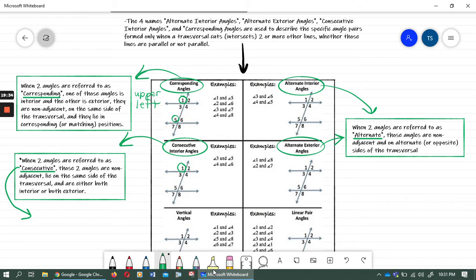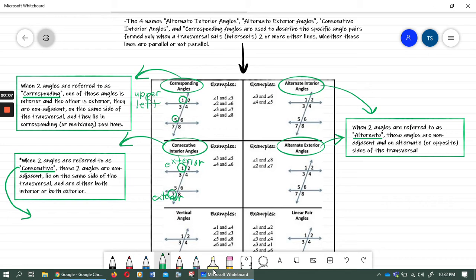All right, so let me just show you real quick. Consecutive, it would have to be on the same side of the transversal, like that right there, and they would both have to be, since this one is exterior, this one would have to be exterior. Now I'm just showing you the word consecutive right now. What I'm showing you with these two would be consecutive exterior angles, angle 1 and angle 7.